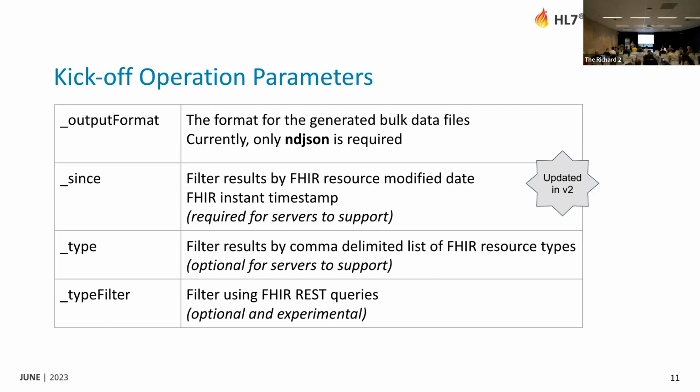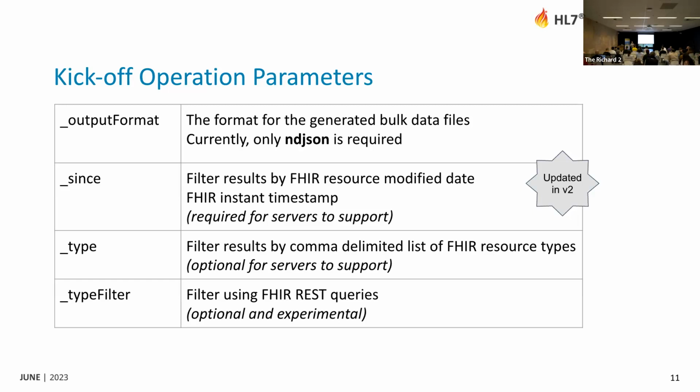A really key parameter is _since. This lets you only request data that's been modified since a particular timestamp, a date time. And that's important if you're doing, for example, nightly exports and want to get everything that's changed since your last export. So that's a common pattern: nightly, weekly, monthly exports, and only looking at what's changed. The _type parameter lets you filter by FHIR resource type. So if all you need is patient demographics, of course you don't have to get the full clinical record for a patient, and so you can filter there.